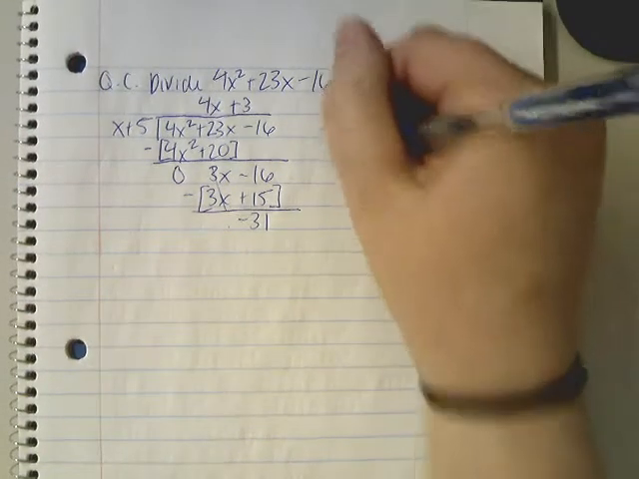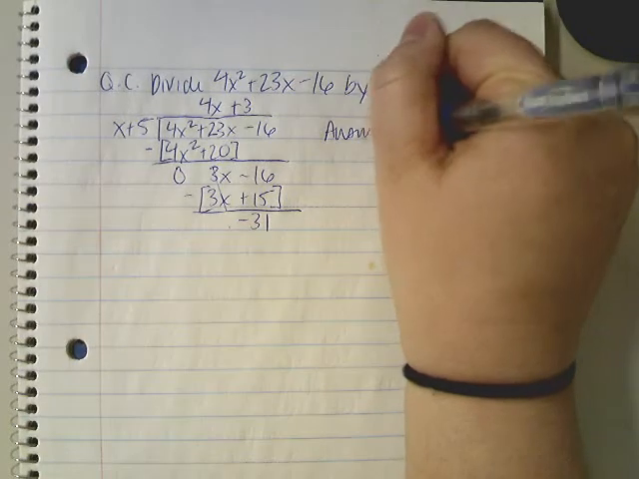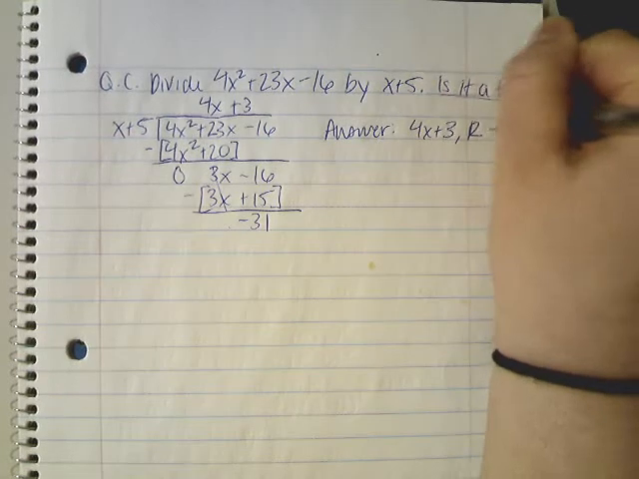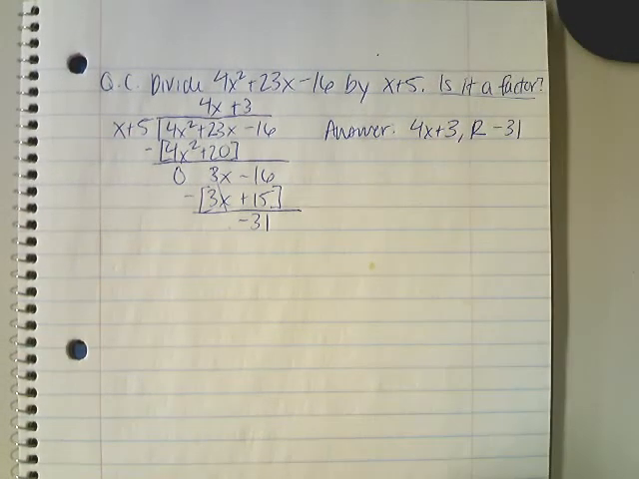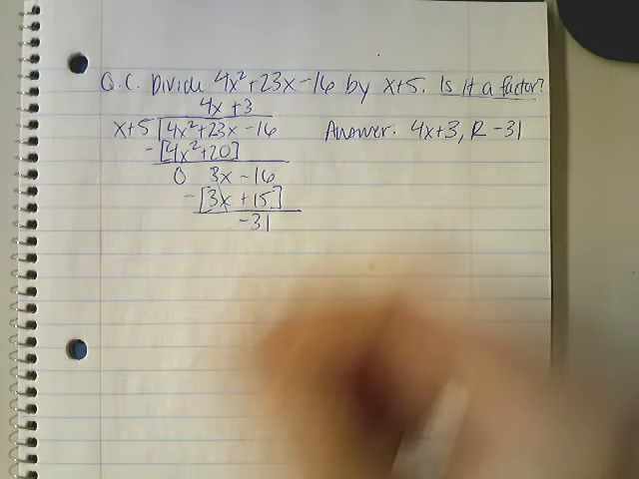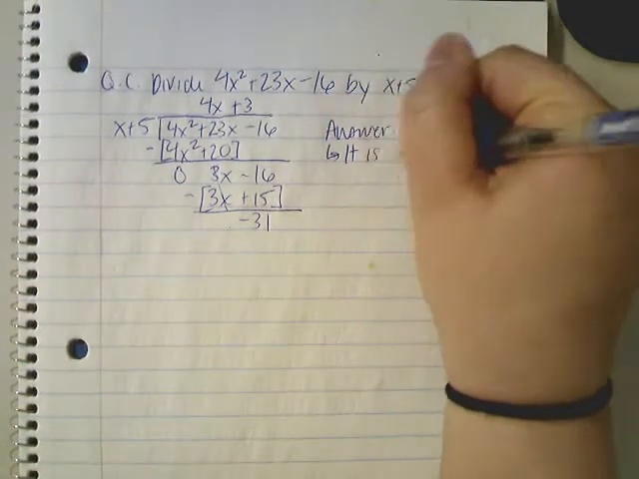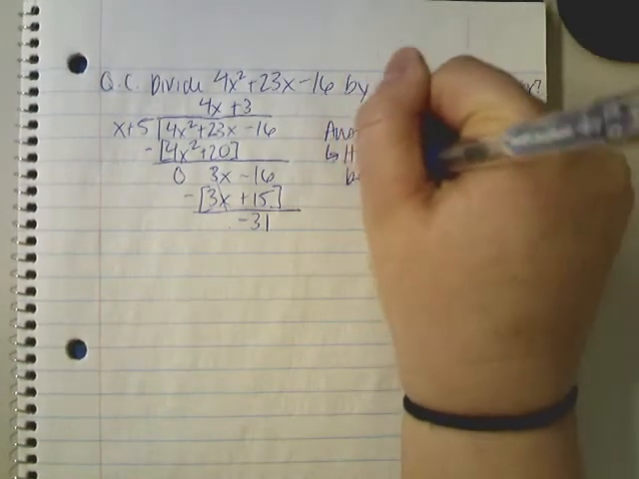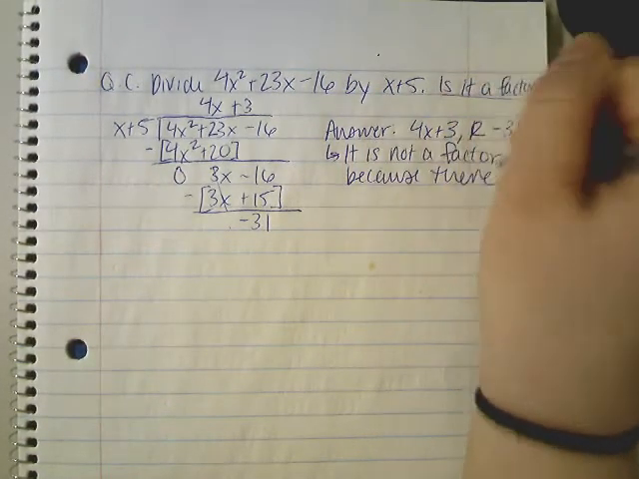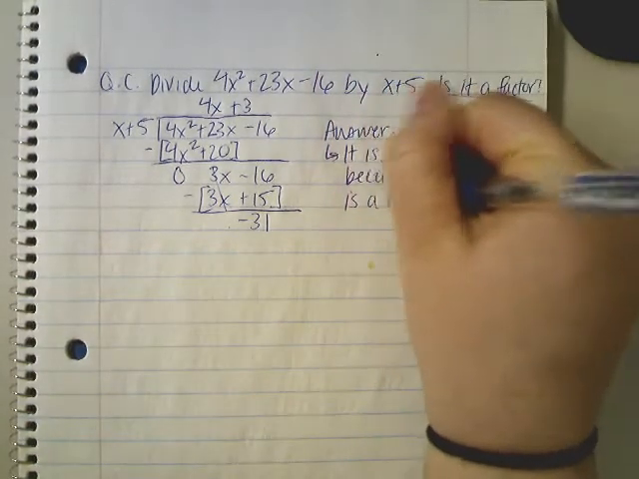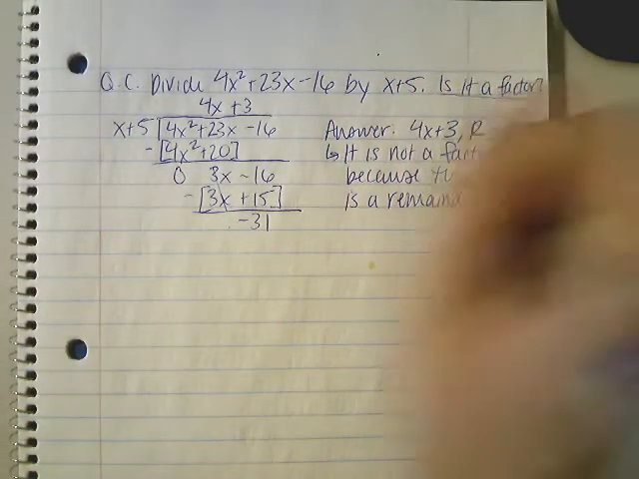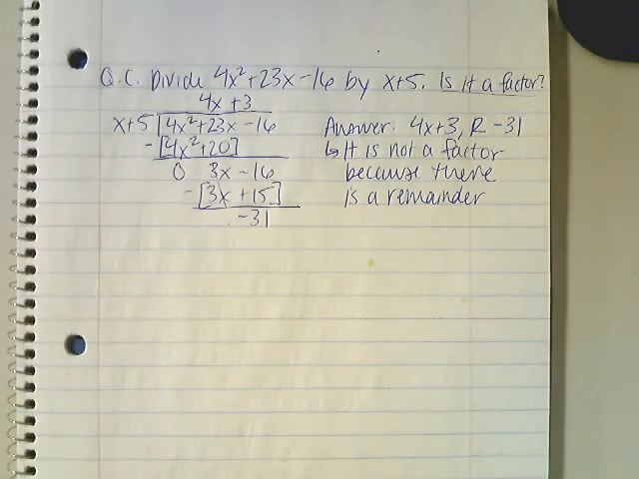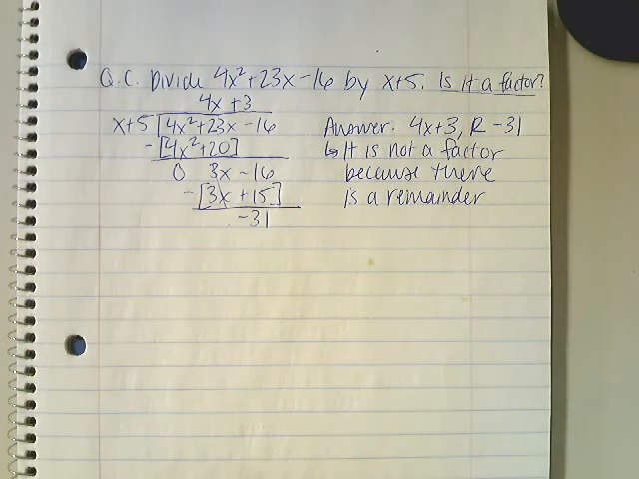So my answer for this problem would be 4x plus 3, and you can just write it remainder negative 31. The r just means remainder, and it is not a factor because there is a remainder. So if you get a remainder or a number that cannot be divided any further by your polynomial, then it is not actually a factor of that polynomial you're dividing into.